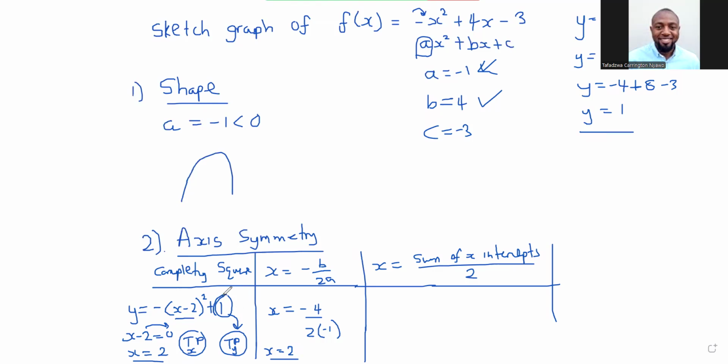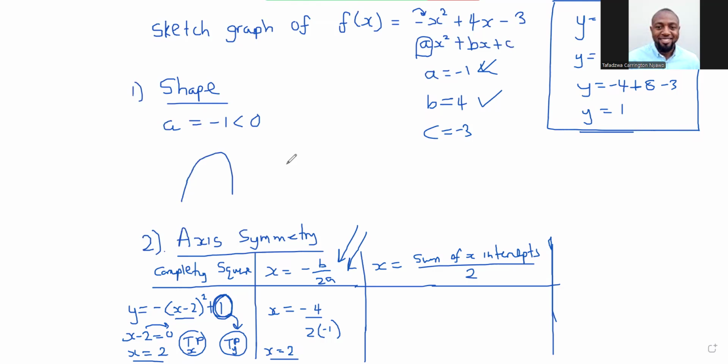So completing the square, some students say it's faster, some students say it's kind of tricky. Sometimes you can get it wrong. Well, if you feel like you're not really good with completing the square, you can go ahead and use this formula. x is equal to minus b over 2a, and find your x coordinate of the turning point, and then you substitute your x coordinate into the original equation to find your y.